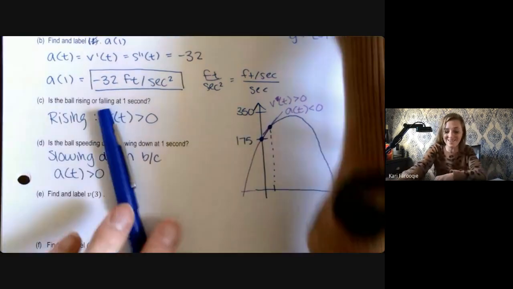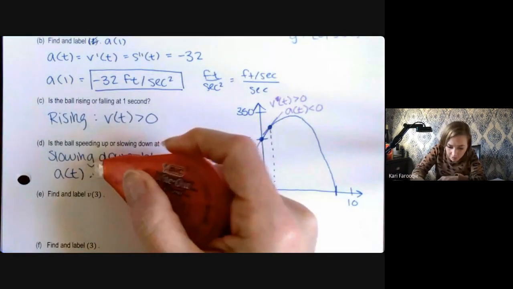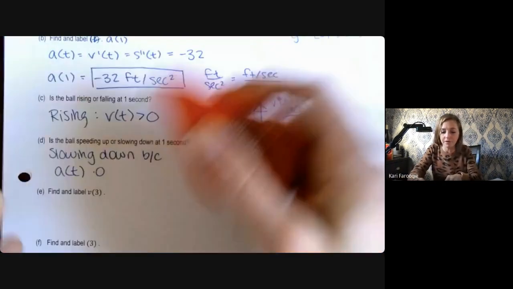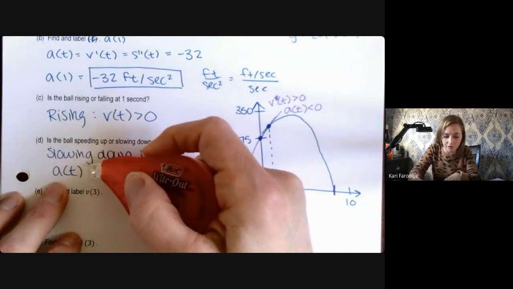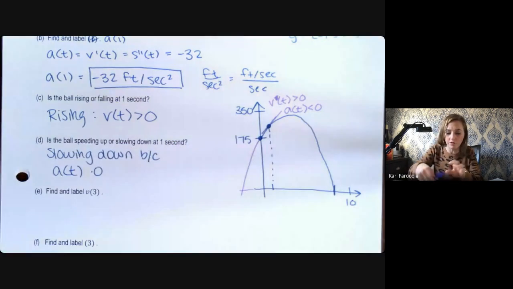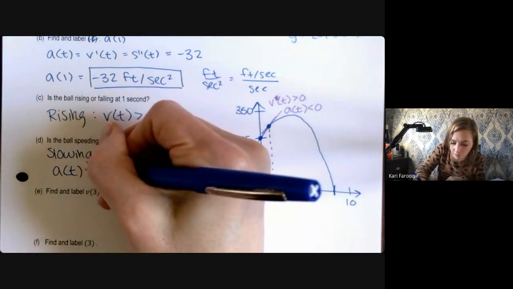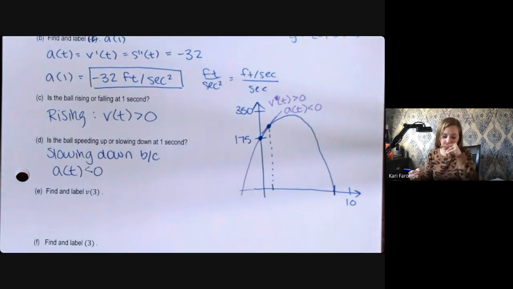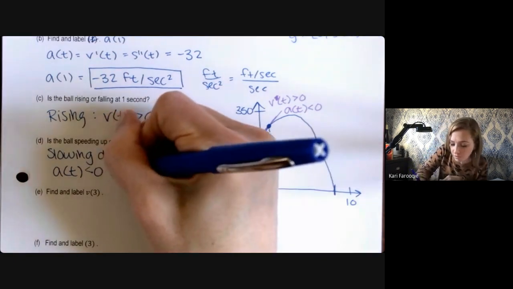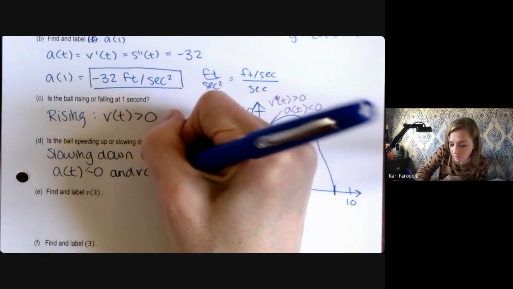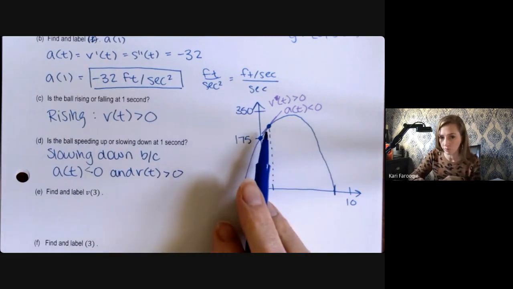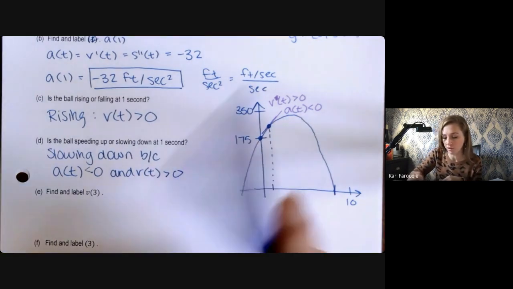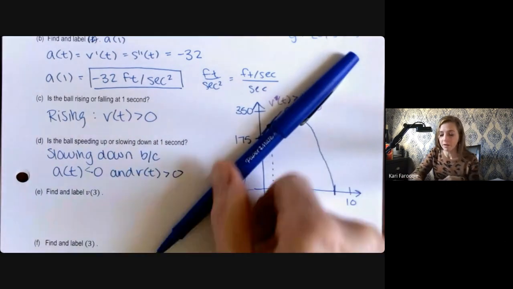is less than 0. Boy, thank goodness for whiteout, huh? The acceleration is less than 0, and the velocity is greater than 0. It's slowing down because the acceleration is less than 0, and the velocity, v of t, is positive. So you can see that the rate of change of the rate of change is starting to sort of level off.